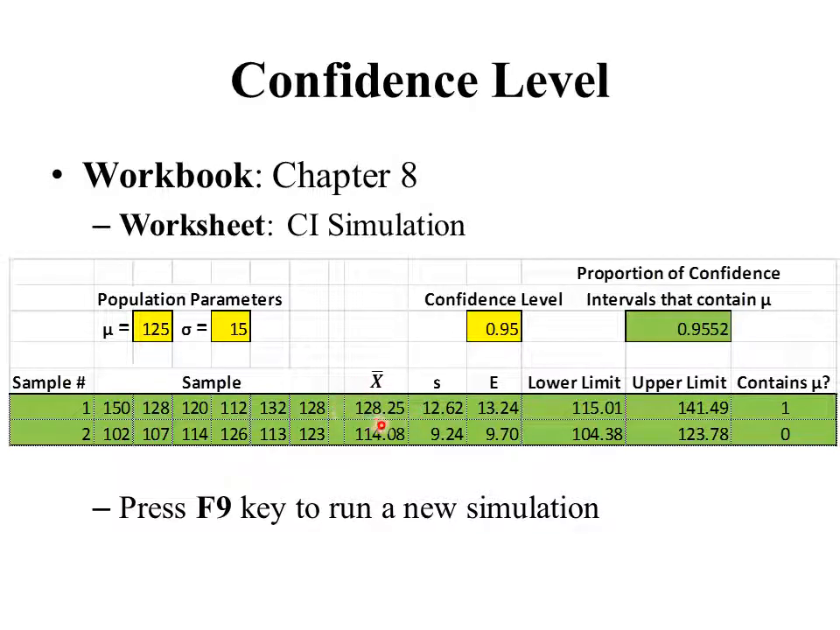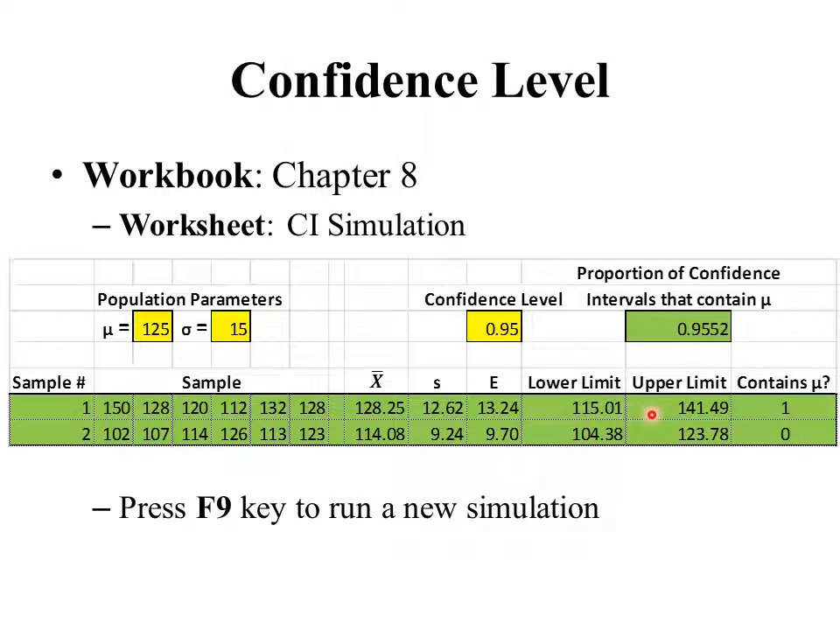Here's the mean of that sample. We just added those up and divided by 6. That's what we got, 128. Here's the standard deviation of that sample. And then it calculates the margin of error, and then our confidence interval. There's the lower limit, there's the upper limit.